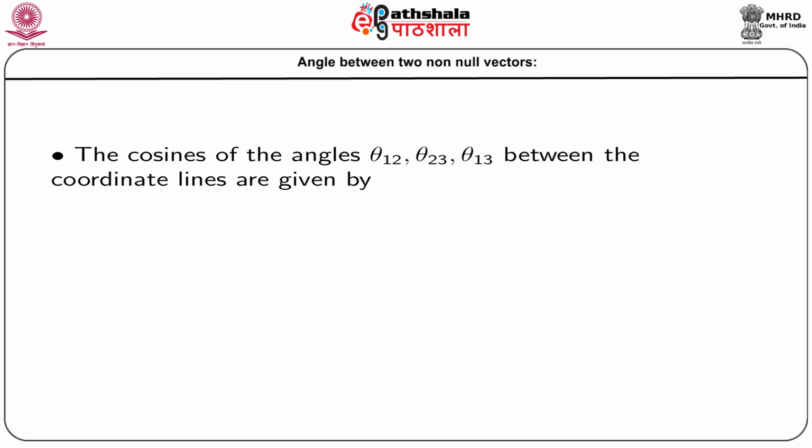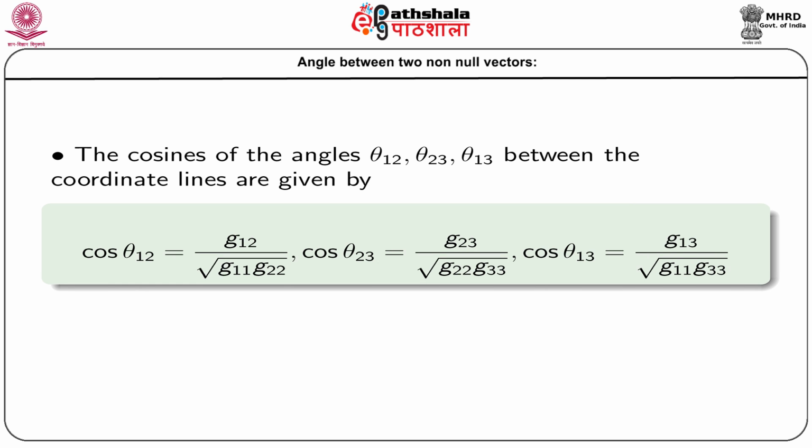So, the cosines of the angles between these vectors can be obtained in the following way: cos θ_12, that is between the dx^1 vector and the dx^2 vector, can be obtained by the formula g_12 by root over g_11 g_22. cos θ_23 is equal to g_23 by root over g_22 g_33, and cos θ_13 equals g_13 by root over g_11 g_33.